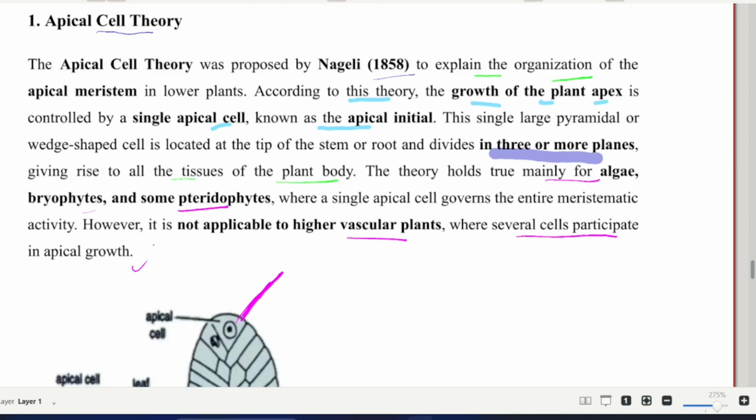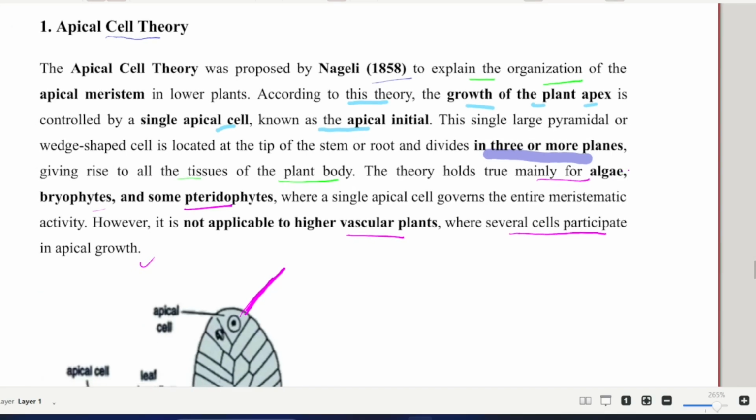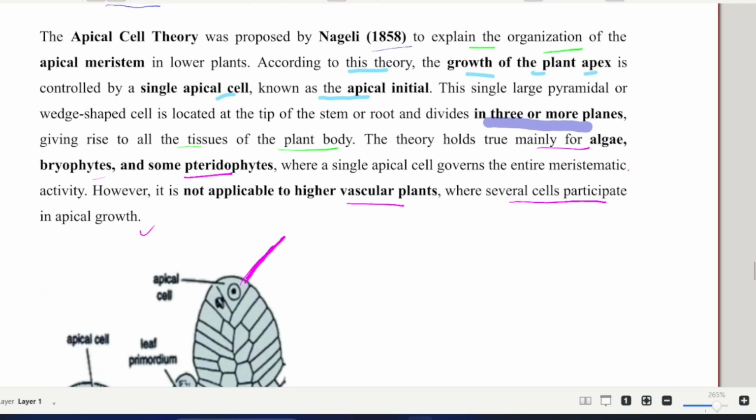So, in short, you can understand in a simple way that the apical cell theory was proposed by Nägeli, in which it is said that a single apical cell or the apical initial, which is pyramidal or vase shaped, is located at the tip of stem or root and divides in 3 or more planes, giving rise to all the tissue of the plant body. This is applicable to the cryptogams, whereas it is not applicable to the higher vascular plants like phanerogams, because several cells participate in the apical growth.